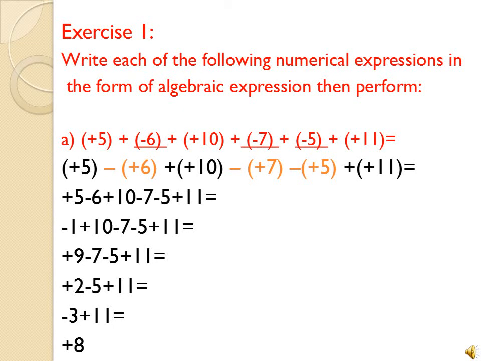So let's remember what an algebraic expression is. An algebraic expression is a series of positive numbers only, so we will change the negative numbers into positive numbers. Part A. Plus 5 plus minus 6 plus 10 plus minus 7 plus minus 5 plus 11. Here, in this numerical expression, we have three negative numbers: minus 6, minus 7, minus 5.